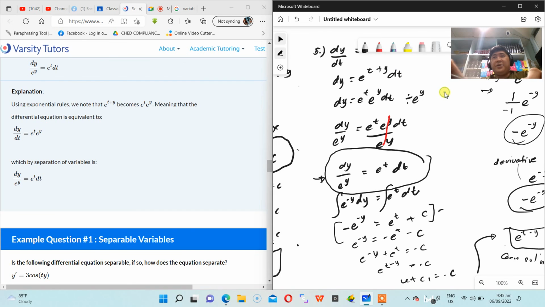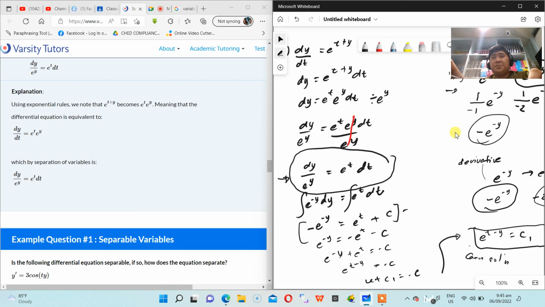Question? Oh, it's a variable na siya. Instead of t, it can also be x. So it's just that the problem has been changed to another variable.